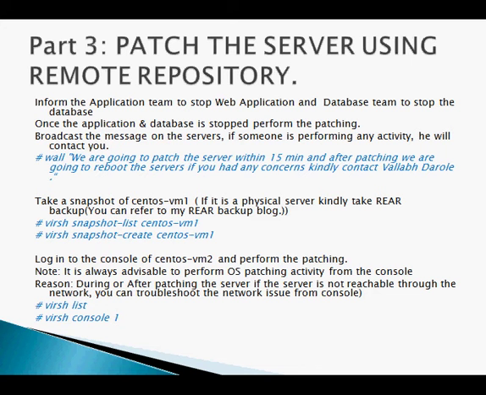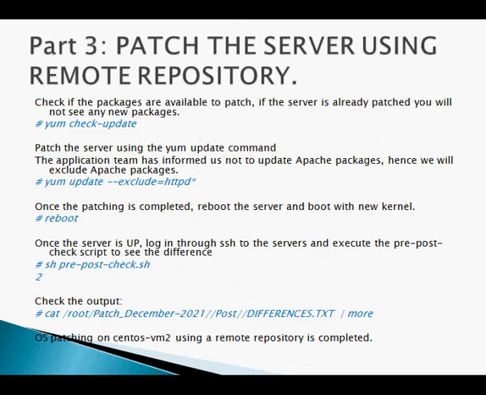Let's broadcast the message. After broadcasting the message, let's take the snapshot, log into the console, and check the packages are available. Sometimes the application teams tell us not to update the Apache packages or the web server packages. So we will be excluding the web server packages and we will patch the server. Once the patching is completed, we will reboot the server, perform the post check and check the differences.